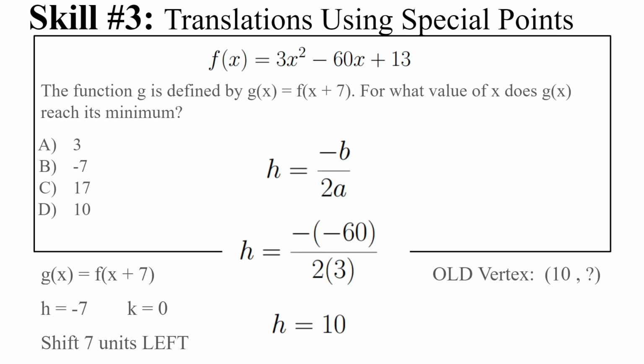So now we've got an old vertex of 10, question mark. If you want, you can go plug in x is 10 and find it. But it doesn't matter to the question because the question is just asking us what value of x. And it's going to get shifted 7 units left in the negative x direction. So we're going to do -7 to the x. And our new vertex is 3, question mark. Again, we don't care what that y coordinate is. It's not going to help us answer the question. So the answer is A.